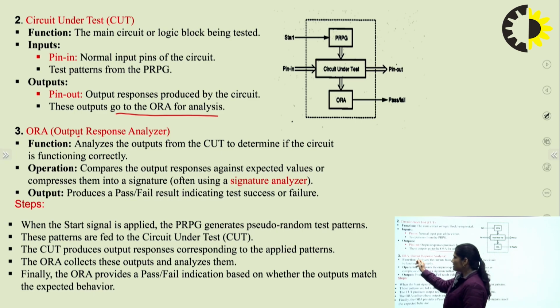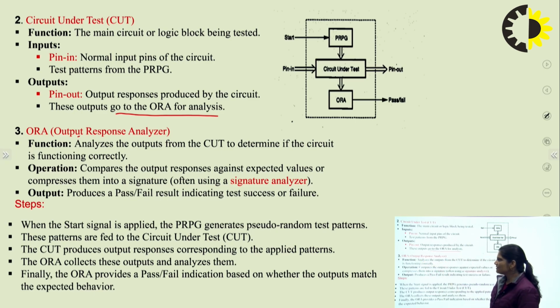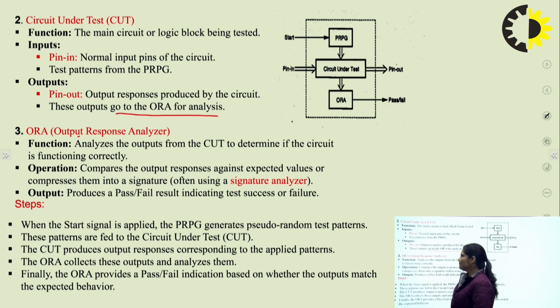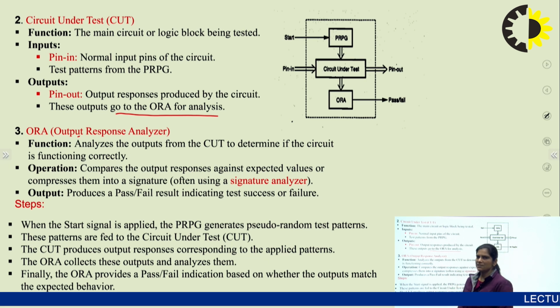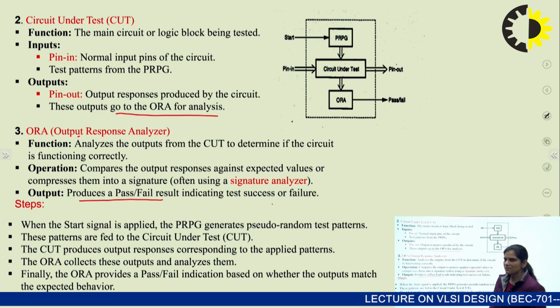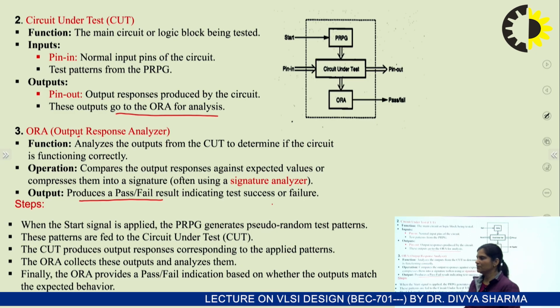Now, the third step is the output response analyzer. Its function is to analyze the output from the circuit under test to determine whether the circuit is functioning correctly or not. The operation of the ORA, the output response analyzer, is that it compares the output response it gets from the circuit under test with the actual circuit result, and produces a fail or pass result. So these are the steps we have to follow when we implement this BIST technique.